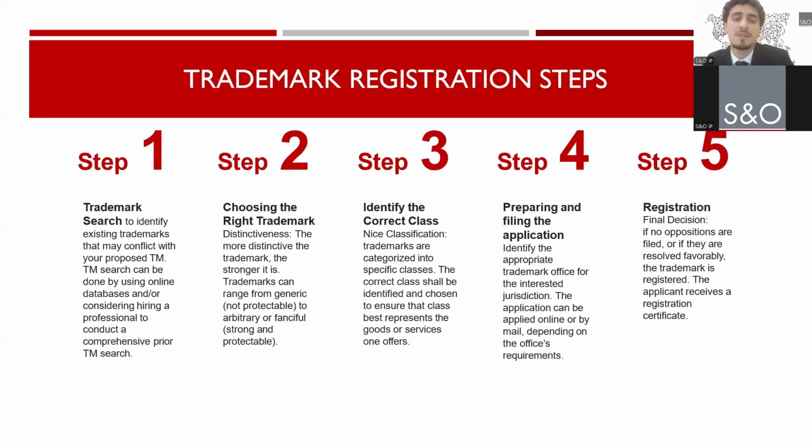In general, we will start with trademark registration steps. Mainly, we have 5 steps of registering a trademark. We'll start with trademark search. Trademark search is to identify existing trademarks that may conflict with your proposed trademarks. A trademark search can be done by using an online database and considering hiring a professional.